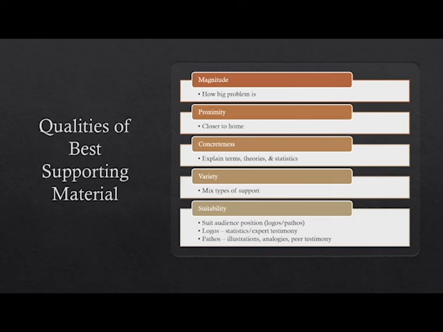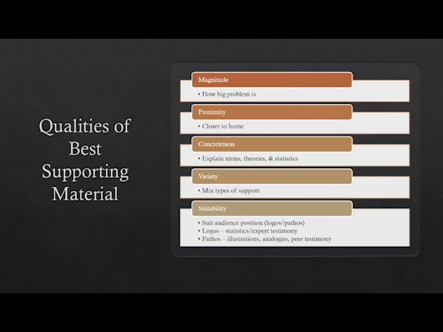Also, proximity makes a difference. So if I can give examples that are closer to home, like if I'm going to talk about transporting illegal aliens or slave trade, if I can talk about what's going on in Houston, it's better than to talk about what's in Los Angeles or even another country. So I want my supporting material to come from places that my audience has actually experienced and knows well.